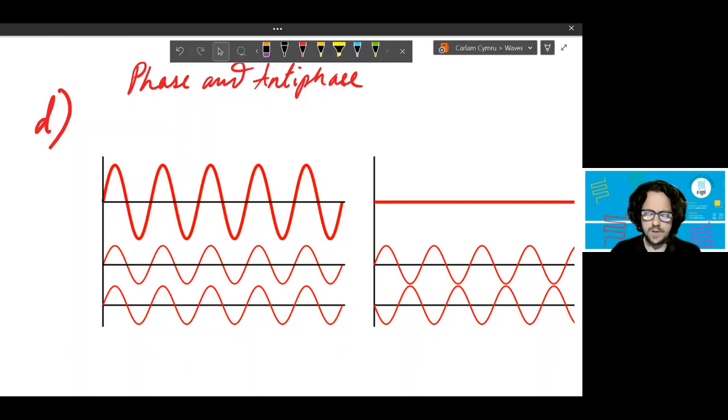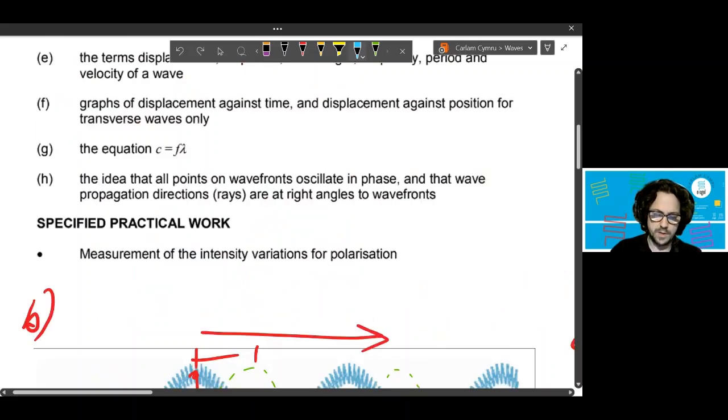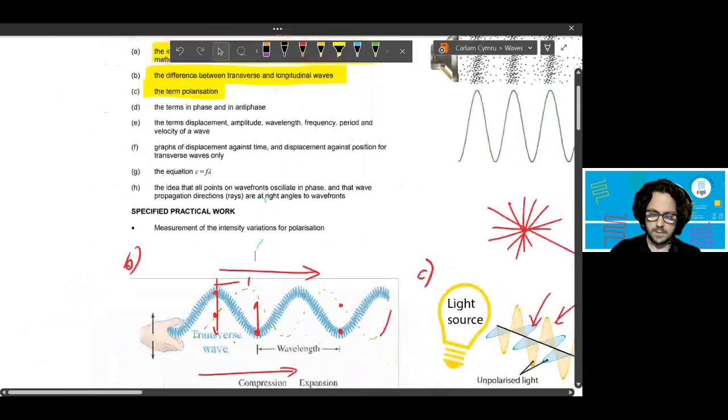When we have two waves orientated in such a way that they are peaks. Oh, that's a terrible job. Let me try that again. Whoops. Excuse me. What happened there?